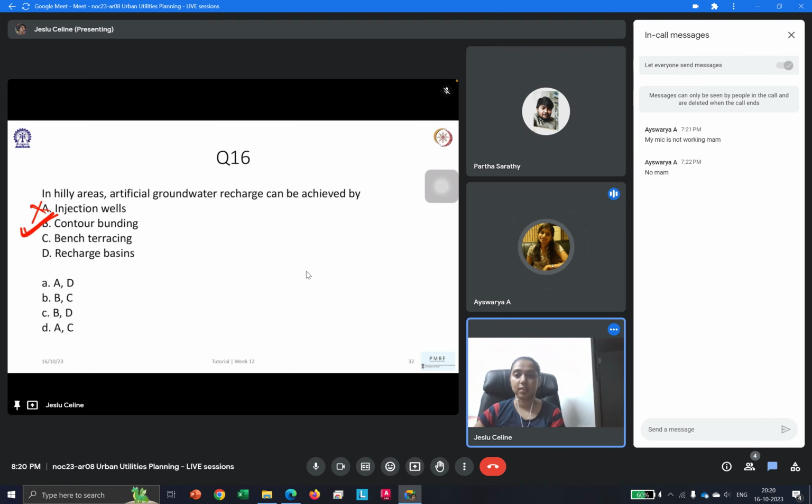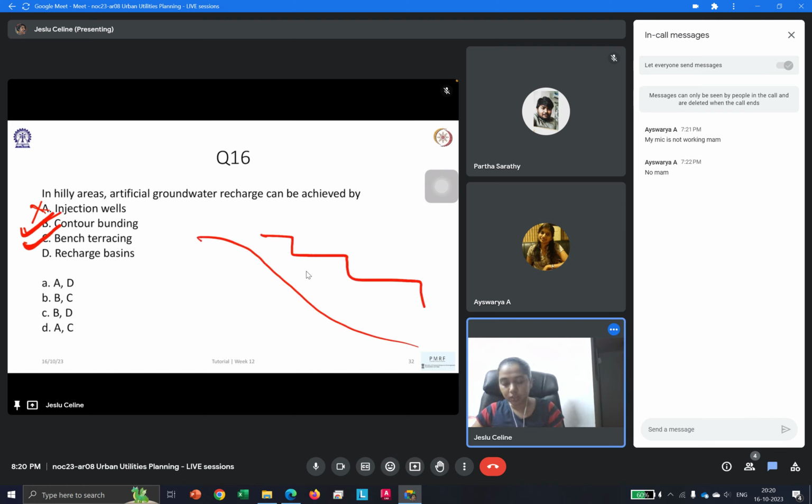Bench terracing and contour bunding, yes. You have a hilly region. This is bench terracing. Contour bunding also we learnt. In a contour, we create certain bunds. Bench terracing is where you cut it out. And in bunding, you create certain structures and then you create those bunds. So it's contour bunding and bench terracing.